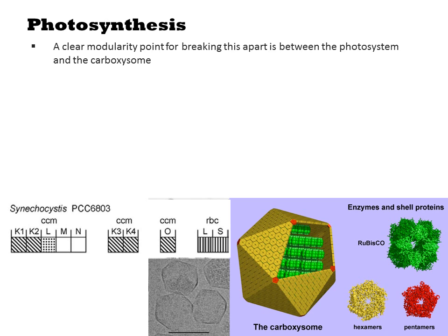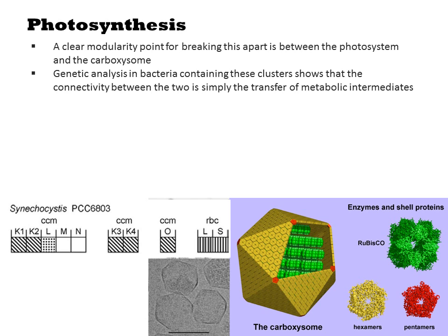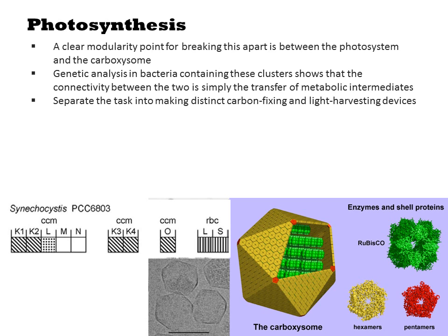A clear modularity point in breaking this apart is between the photosystem and the carboxysome. Genetic analysis in bacteria containing these clusters shows that the connectivity between the two processes is simply the transfer of metabolic intermediates. For example, the photosystem process continues to occur even when there is a knockout of the carboxysome, so they aren't functionally dependent upon one another. So we should be able to separately engineer the two processes. We can separate the task into making distinct carbon fixing and light harvesting devices.